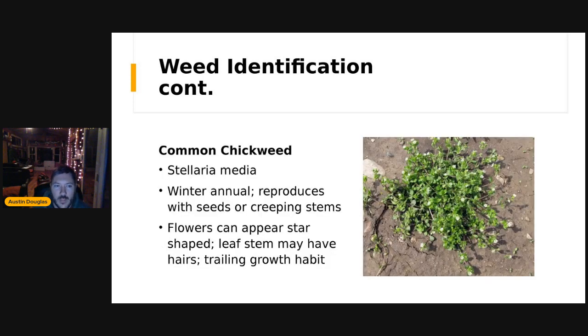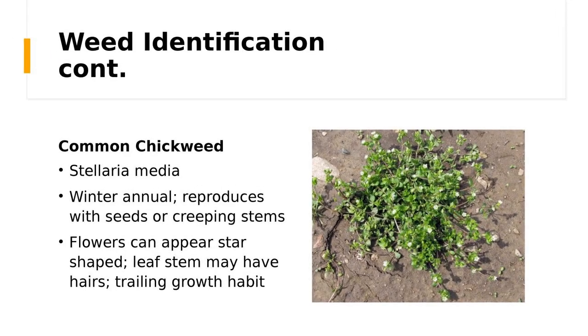This is common chickweed. I'm actually going to make this bigger so you guys can have a better picture of it. Common chickweed, also known as Stellaria media. It's a winter annual. It reproduces with seeds or creeping stems. Flowers can appear star-shaped. The leaf and stem may have hairs, and it has a trailing growth habit. So if we look at this, you can see how it's creating a mat as it's growing out.